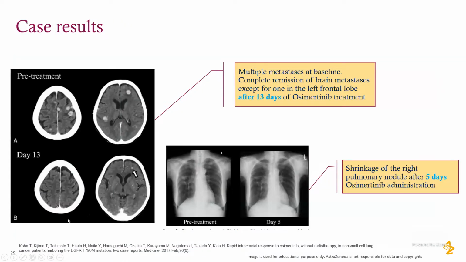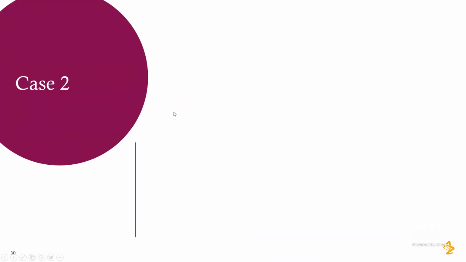This is the picture. The brain metastasis was present from the very beginning, pre-treatment, and after 13 days there is almost disappearance of all the brain metastasis, even in the lung, and only a single metastasis was present after 13 days.